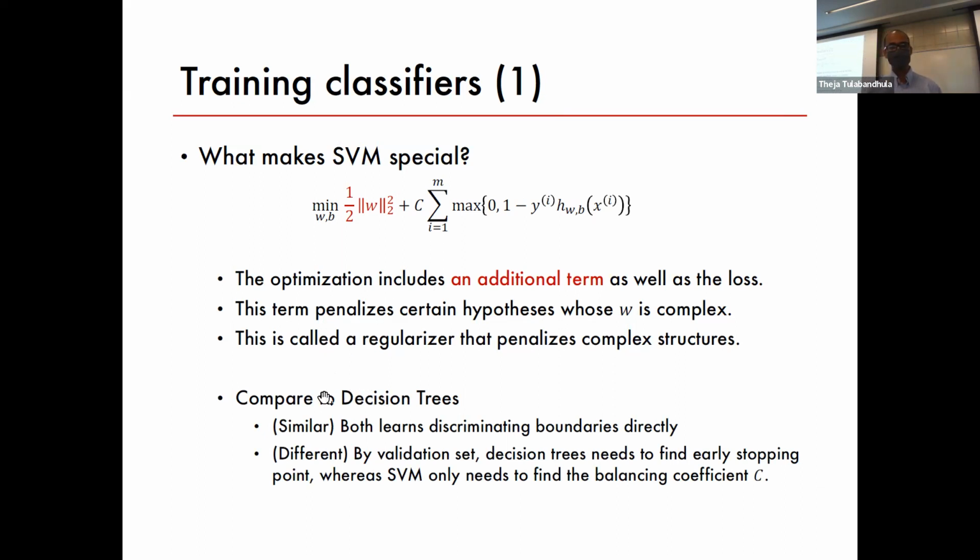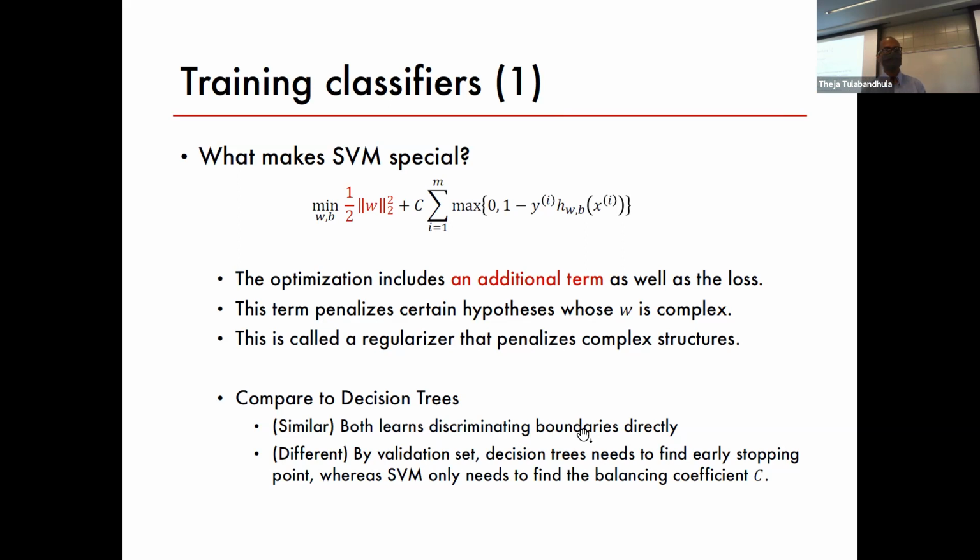In terms of decision trees, it's similar because both are focused on learning discriminating boundaries directly. I'm going to contrast that with logistic regression in a second, where the focus was really about maximizing log likelihood, or basically minimizing negative log likelihood, and there was a link function. Of course, they eventually lead to a decision boundary. Logistic regression also gives you a decision boundary, but the objective there was to maximize log likelihood.